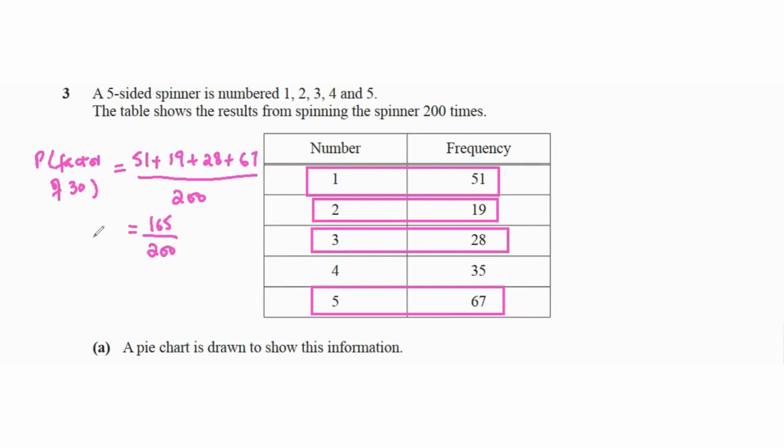The reason why we're adding these frequencies is because we're talking about all of those factors of 30 which the spinner can land on, which means it can be either of these. So we add up the frequencies since we're talking about the entire set of factors, not one specific factor. And that sum of frequencies will be divided by the total frequency, which is 200.